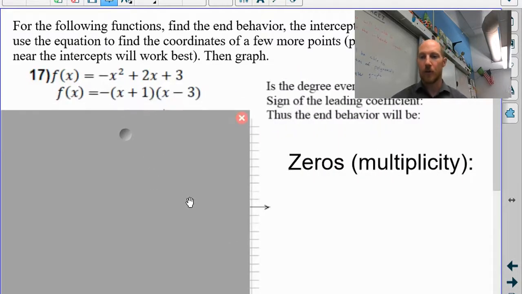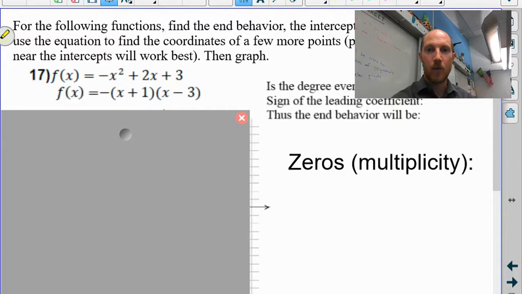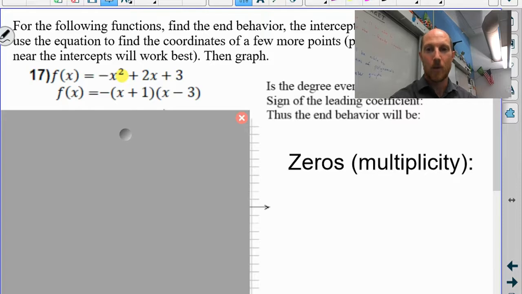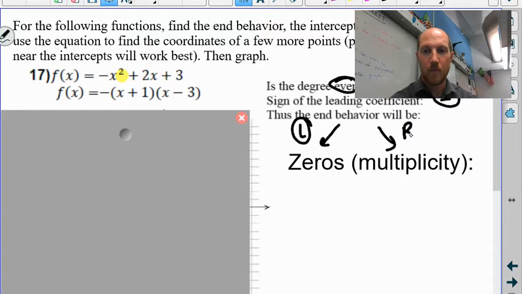So here is our function. Let's get the degree first of all. In this equation, it's in standard form. We can see the degree is 2, which is an even number. The leading coefficient is negative, and that means our end behavior for an even degree with a negative leading coefficient is going to go down at the left end, down at the right end.